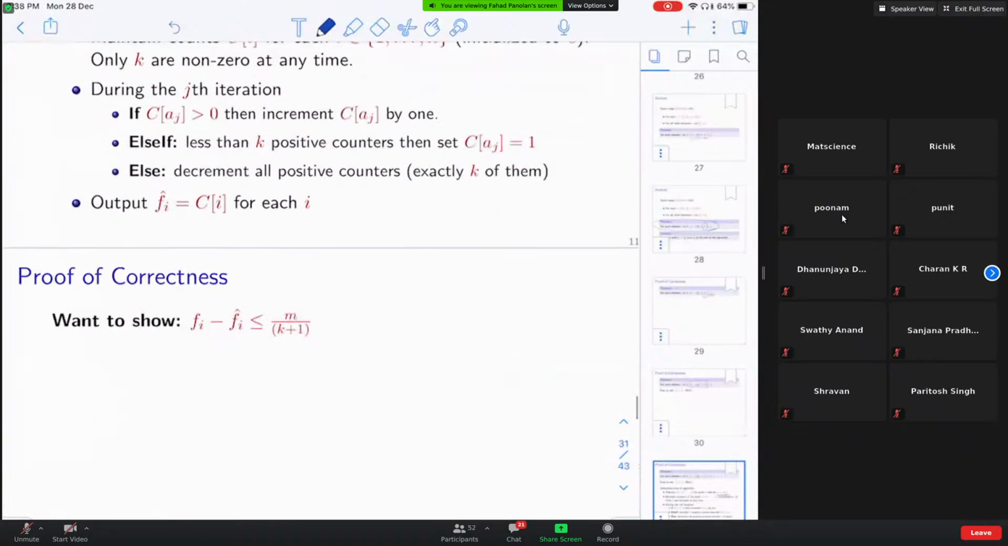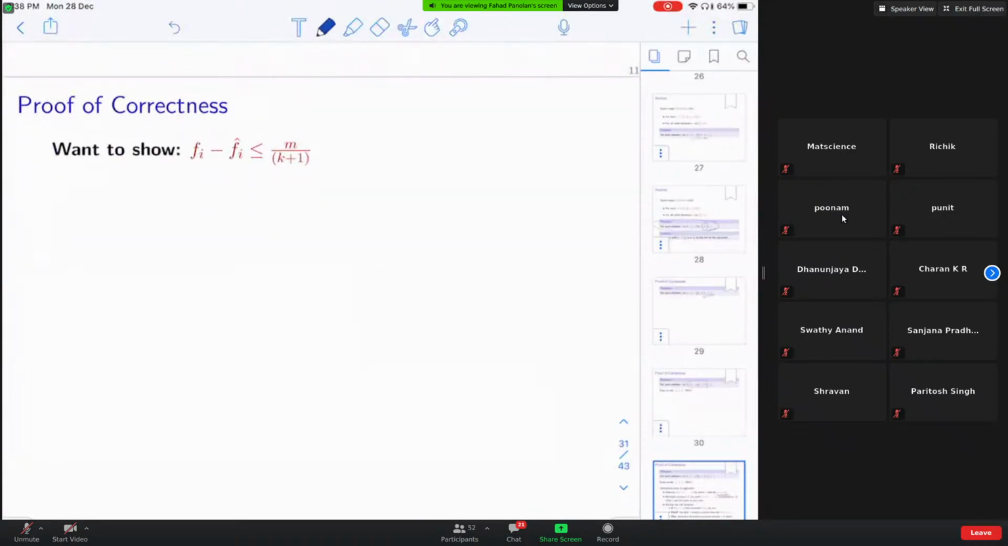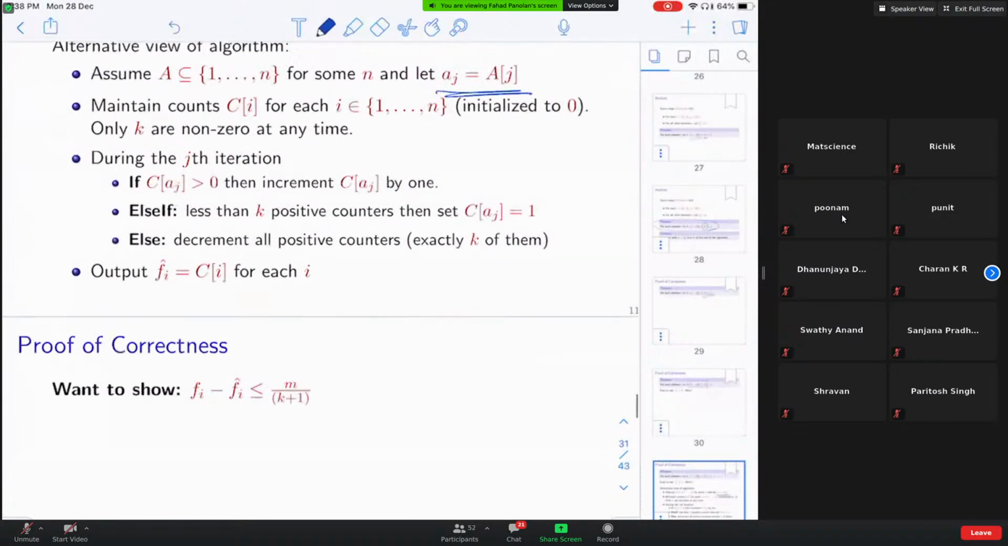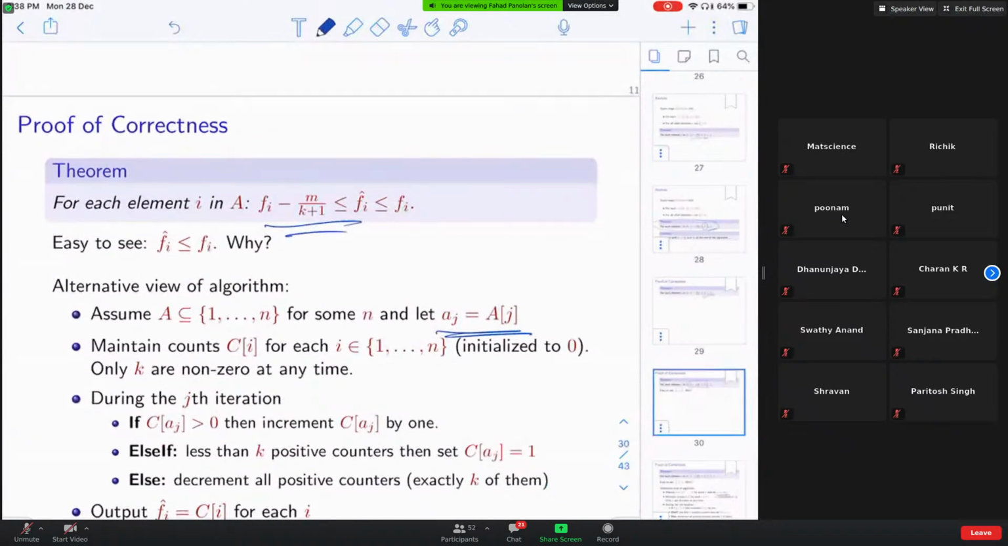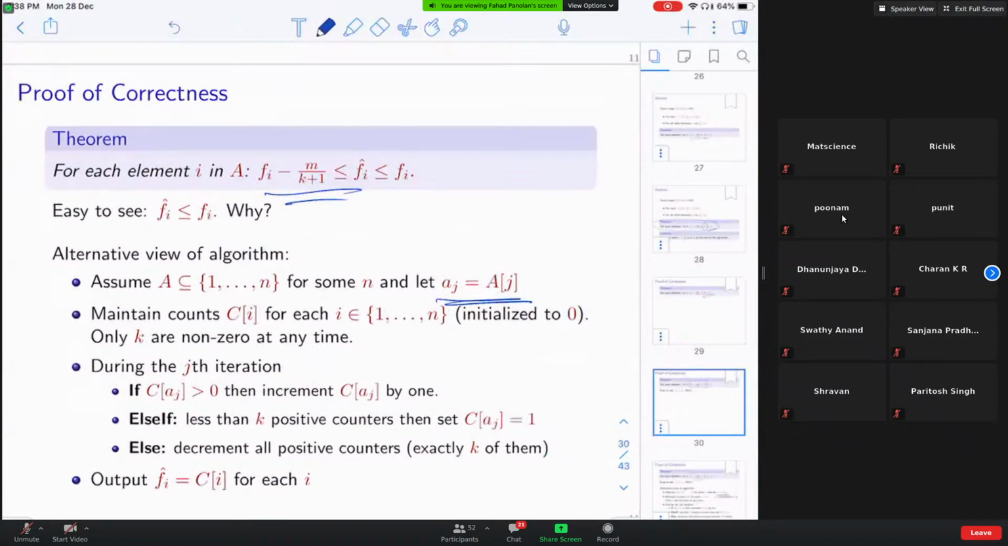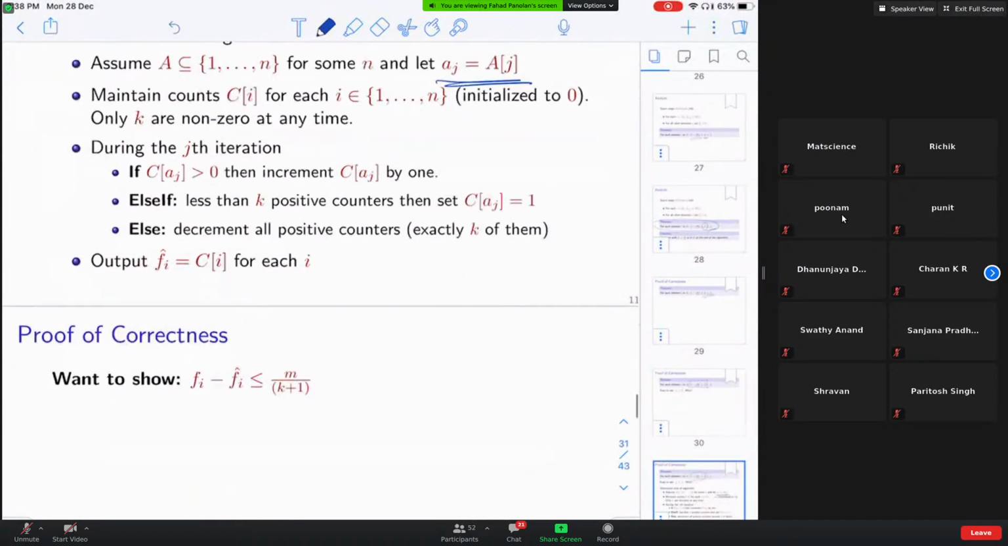Okay, then let us prove the correctness. So we want to show this one, right? Fi minus Fi hat is less than or equal to m by k plus 1. Once we prove that, we are done, because that is an equivalent statement of this one.